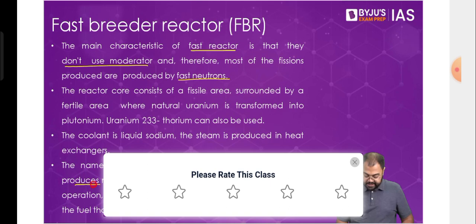The reactor produces more fissile material than it consumes in operation, which means that it generates more new fuel than the fuel that it spends. Okay, it is able to produce more fuel than the fuel that it spends. So that's why it is called a breeder reactor, because in a manner it is able to breed and produce more of its kind.